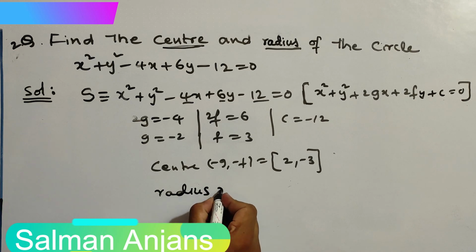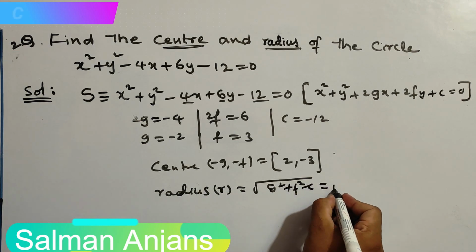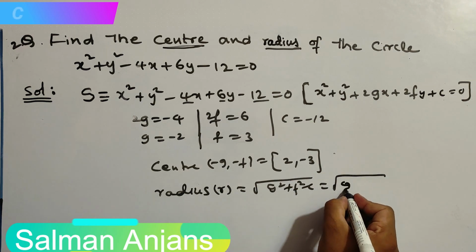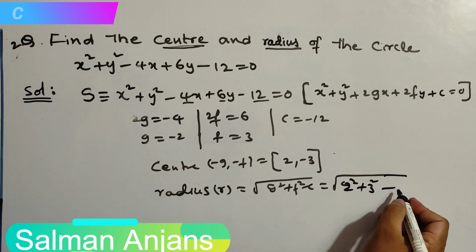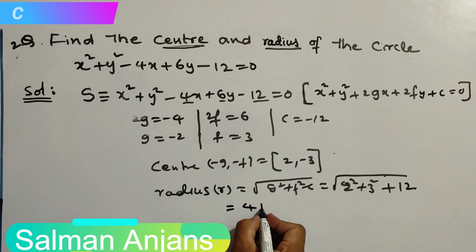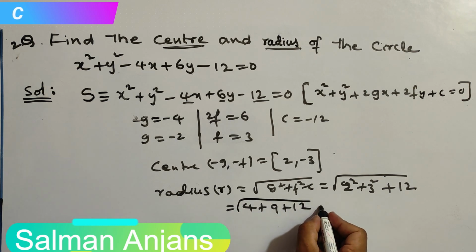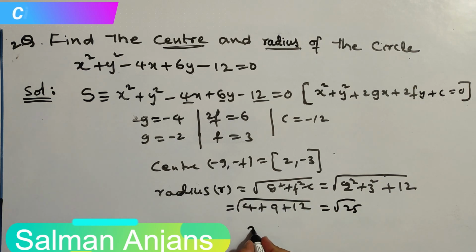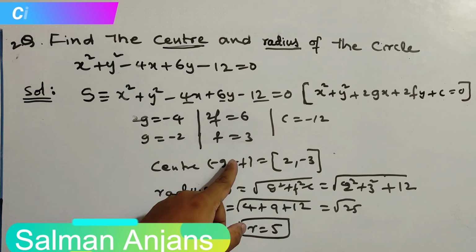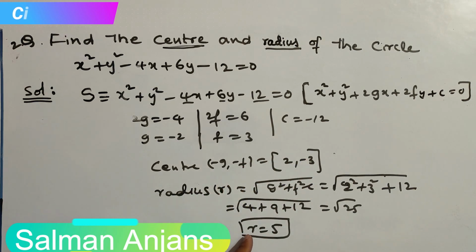Radius r equals root over g square plus f square minus c. g means 2 square, f means 3 square, minus c means minus of minus 12, so plus 12. So 2 square is 4, 3 square is 9, plus 12 is root 25, and the square root of 25 equals 5. Therefore, the center minus g comma minus f is 2 comma minus 3, and the radius r equals 5. Got it? Write down.